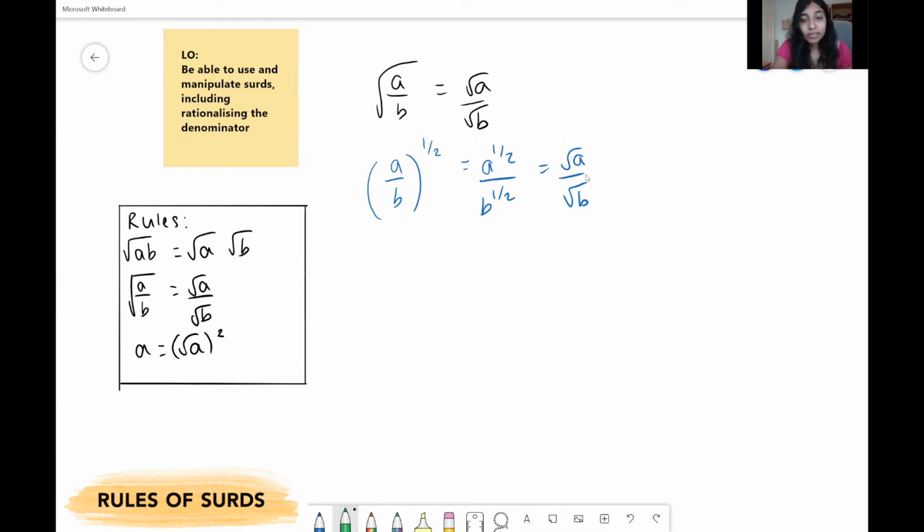So an example of how you could apply this: let's say you had the square root of 3 over 16, and you wanted to simplify that. Using this rule, you can simplify that as root 3 over root 16. And you know that root 16 is the same as 4, so that's just equal to root 3 over 4. So using this rule, you could simplify this expression really easily to root 3 over 4, which would be much easier to use in more complicated questions.